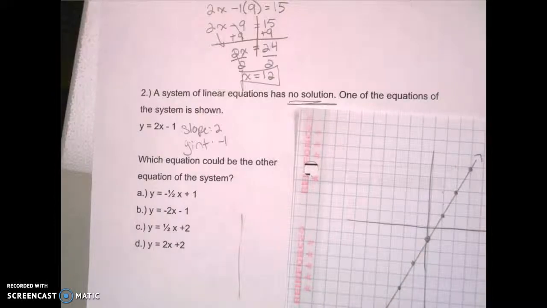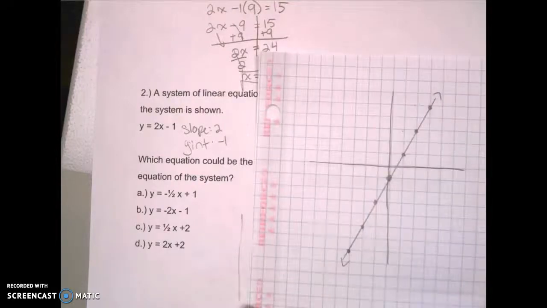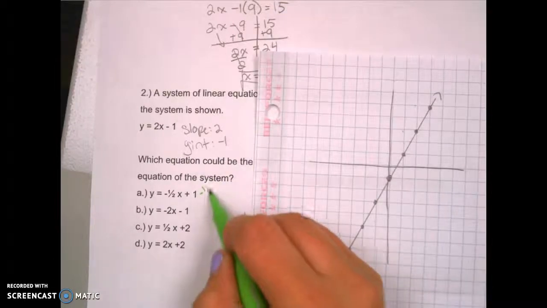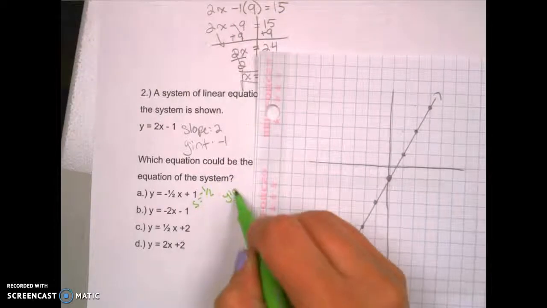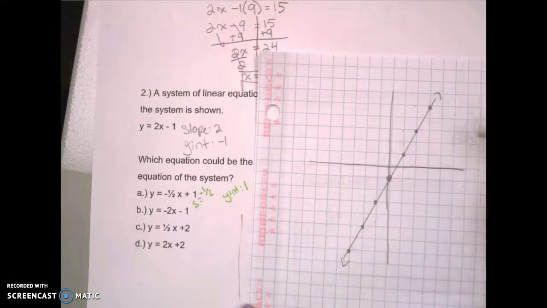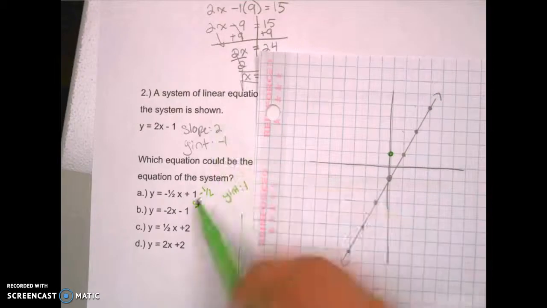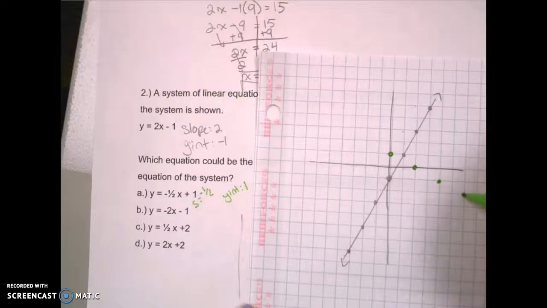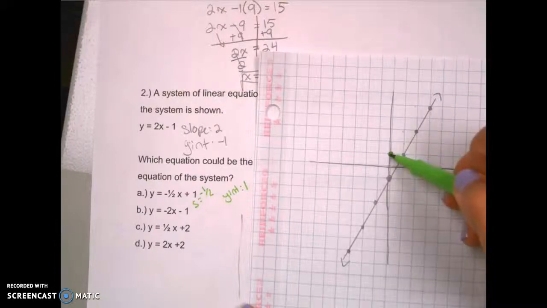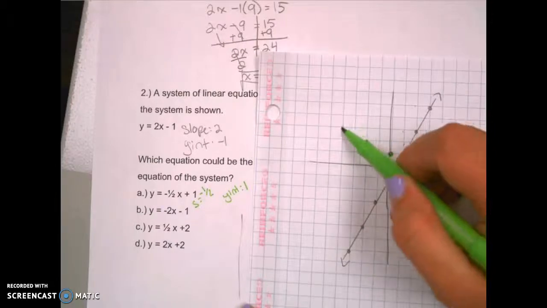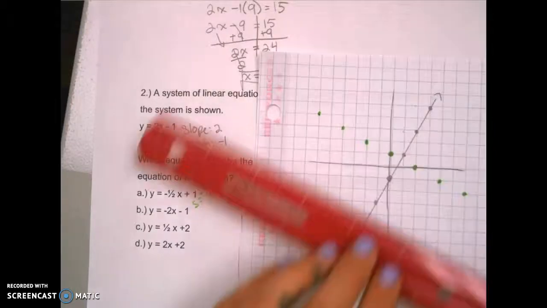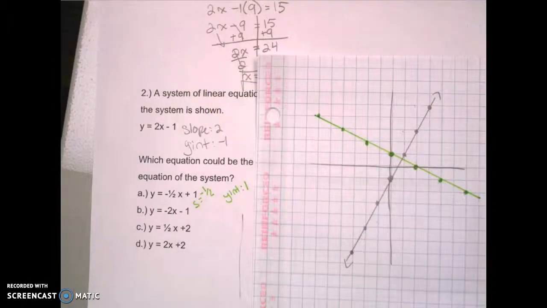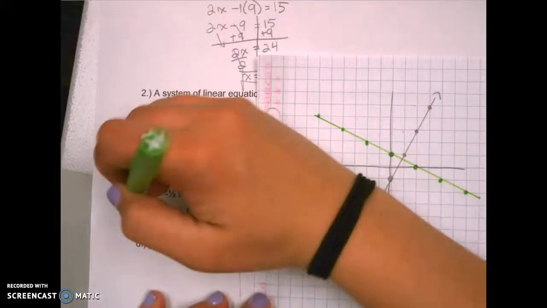So I'm going to take a different marker. You can use the same one if you'd like. For this, I'm going to use a different color. So I know that the slope for this one is negative 1/2, and my y-intercept is 1. So I'm going to put a dot at 1, and I'm going to go down 1 over 2. And if I go the opposite way, I'm going to go up 1 and over 2. Take my marker and cross it. Obviously, these intersect at some point, so this is not an option. I can cross it out.